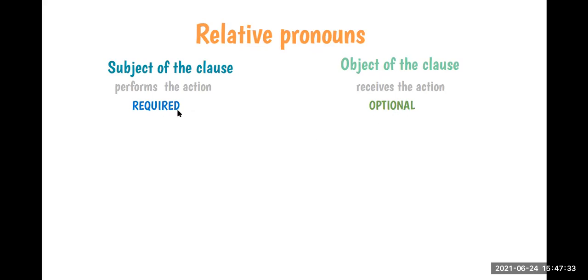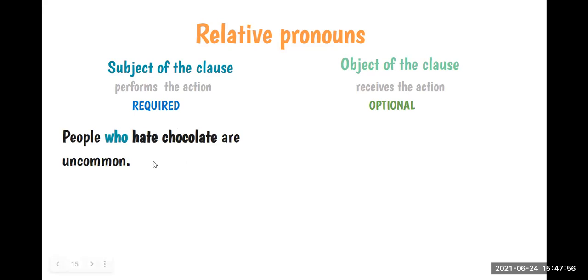¿Ok? Si nuestro relative pronoun es el sujeto de nuestra clause, no podemos omitirlo. Sí o sí debemos escribirlo o decirlo. Pero cuando nuestro relative pronoun, cuando nuestro pronombre relativo es el objeto de nuestra clause, es opcional. Podemos omitirlo o no. ¿Ok? Vamos a ver algunos ejemplos. El mismo ejemplo que teníamos anteriormente.